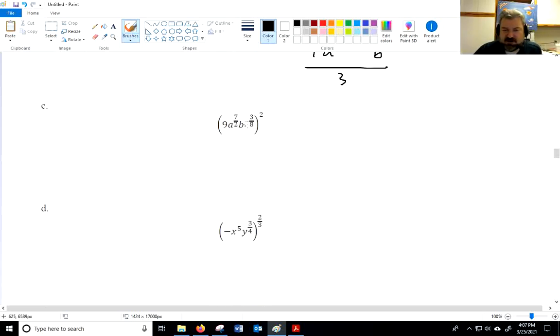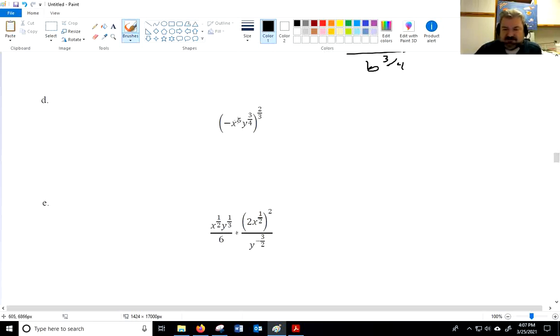All right, power to power. So 9 squared is 81. 7 halves times 2 is just 7. 3/8 times 2 is a negative 3/4. So this becomes 81a to the 7th over b to the 3/4.